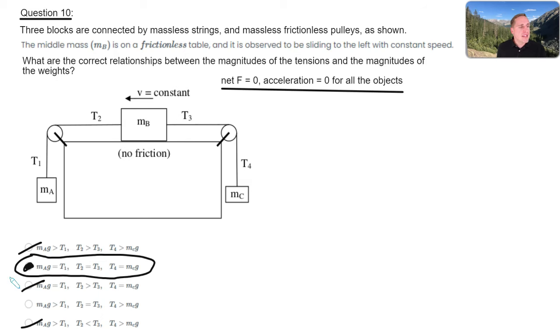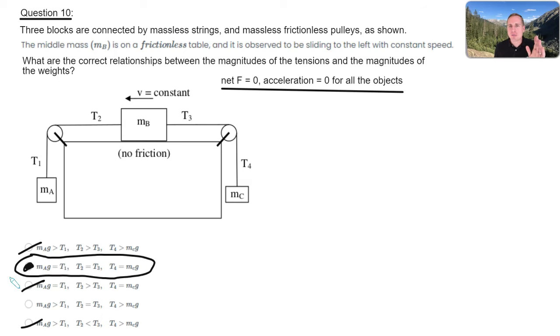Well, this pulley is massless and frictionless, so all the pulley does is redirect this tension force. So tension 1 and tension 2 would have to be the same, as long as this is a massless, frictionless pulley. So even if the system is accelerating, T1 and T2 would be the same.